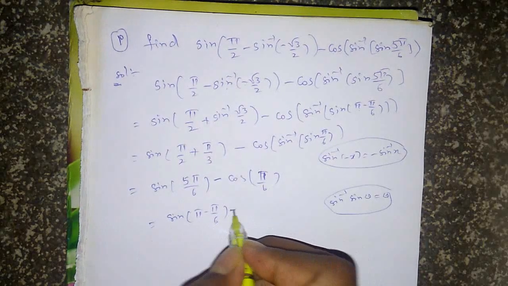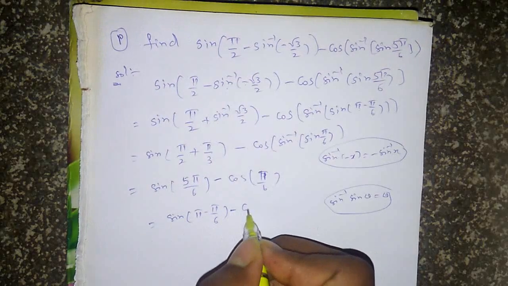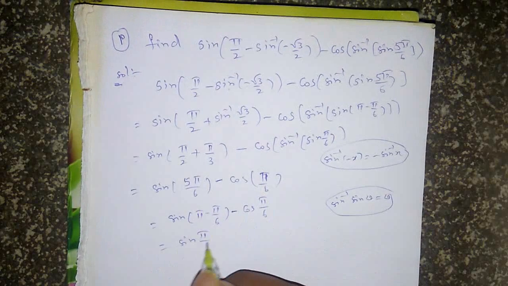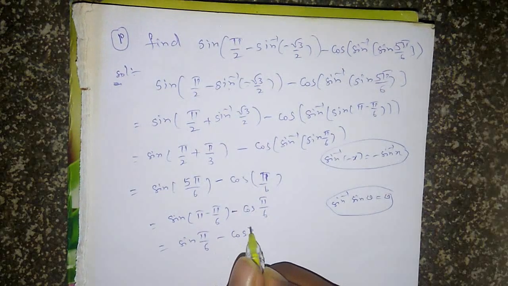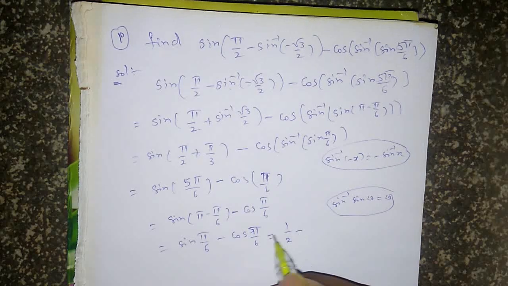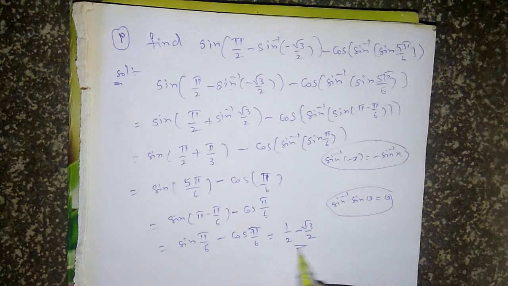30 minus cos pi by 6, this is sine pi by 6 minus cos pi by 6, or you can write the value: sine pi by 6 is 1 by 2, cos pi by 6 is minus root 3 by 2.